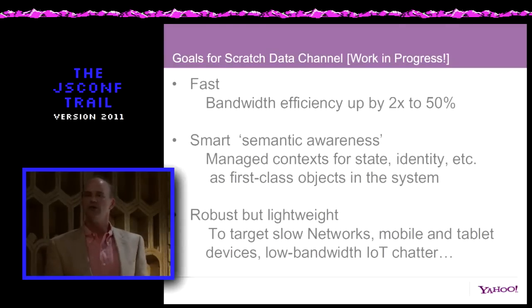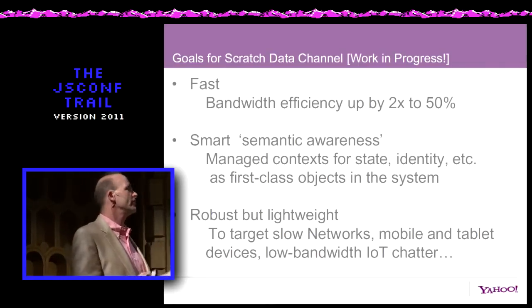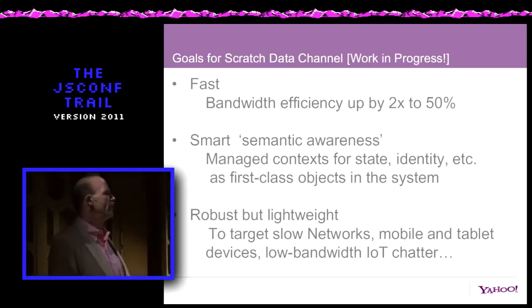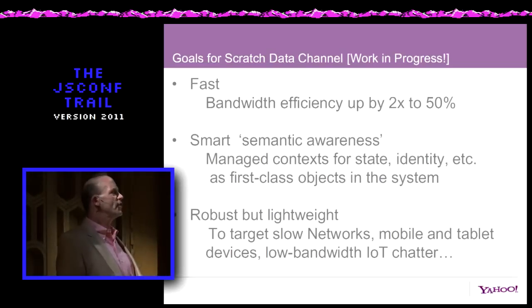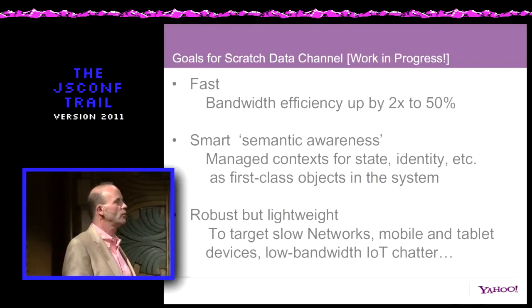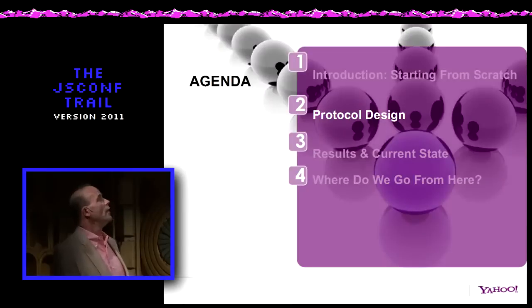Scratch tries to remedy some of those problems. We wanted it to be robust. We don't need all of TCP. And I don't need 30 years of development on TCP. We want to target slow networks, global networks. Not everybody's network works as well as Comcast. We want mobile and tablet devices, low bandwidth Internet of Things chatter. We'll talk a little bit about the Internet of Things and the role JavaScript can play there. Those are really the goals that we set for ourselves.